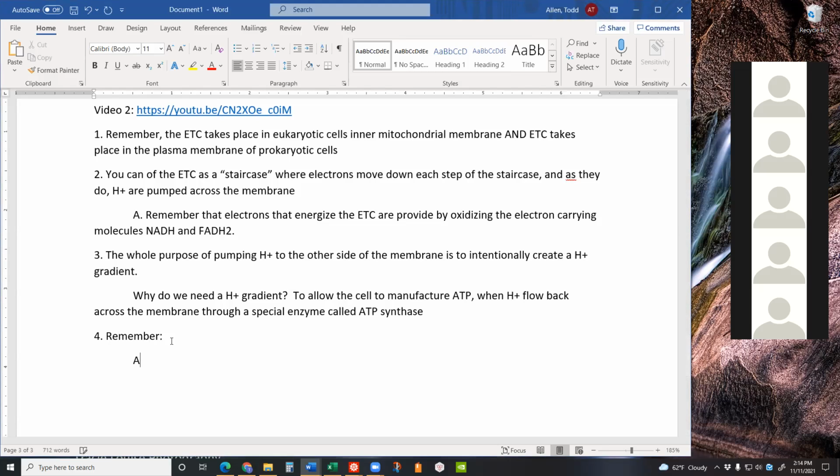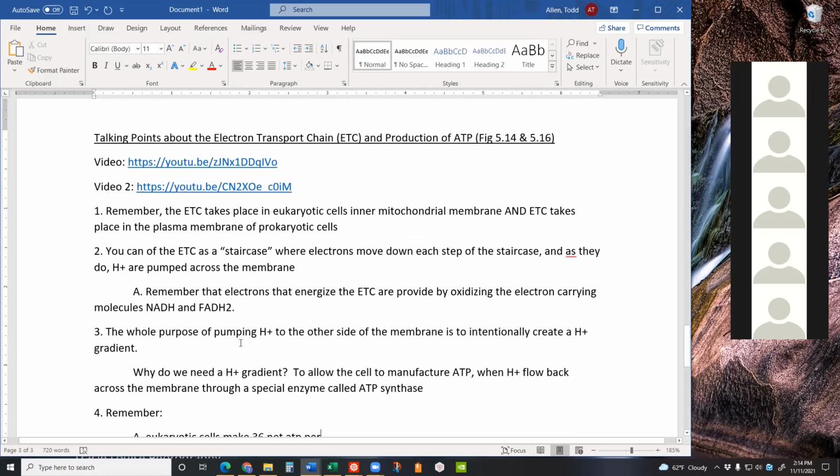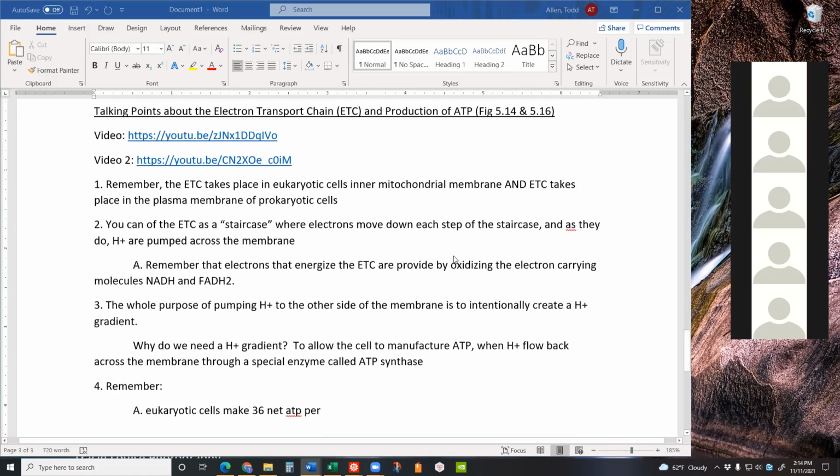Remember, eukaryotic cells make 36 net ATP per glucose. Hold on a second. Let me define this differently for you, okay? Because I don't want to confuse you when I just kind of confused myself.